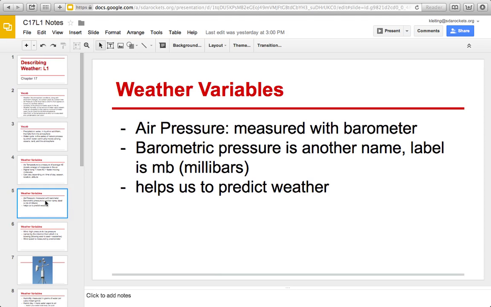Air pressure. We've talked about this before. Again, this is the force exerted by a column of air on a surface. This is measured with a barometer. So barometric pressure is another name for air pressure, and its label is millibars or bars, and then the mill is the prefix there. Air pressure helps us to predict weather. We talked about this last chapter, where we had low pressure, meaning that we had warm air or warm surface.